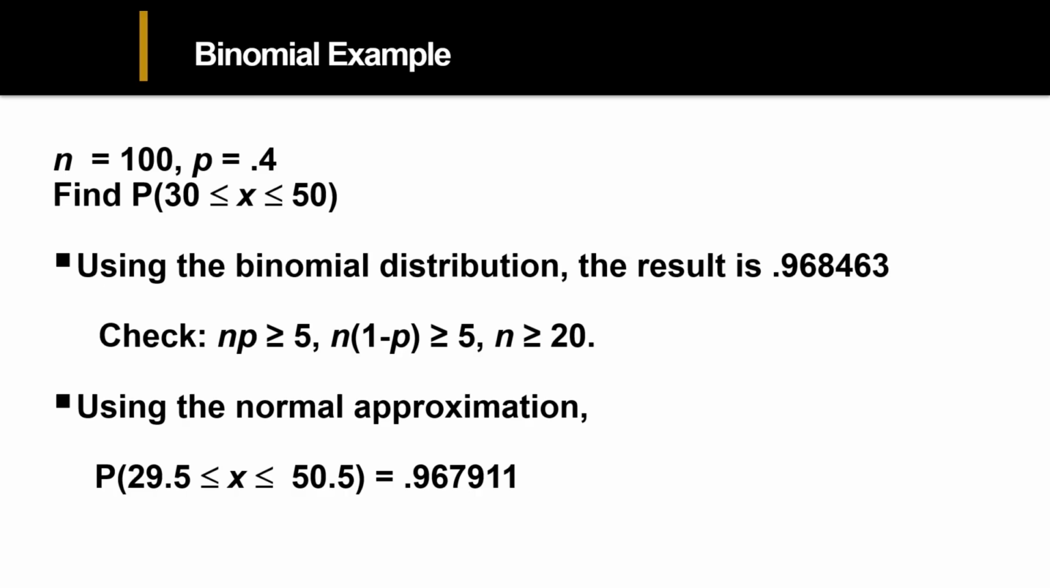Let's assume we have a binomial distribution with 100 trials and a probability of 0.4. And I want to find the probability that we are successful between 30 and 50 times. Using the binomial distribution, we find the result is nearly 97%, but it takes a very long time to calculate all of those separate different probabilities and add them together. We check n times p, that's greater than 5. N times failure, 1 minus p, is greater than 5. And 100 certainly is greater than 20. So we're on solid ground there for the 3 different approximation checks or requirements.